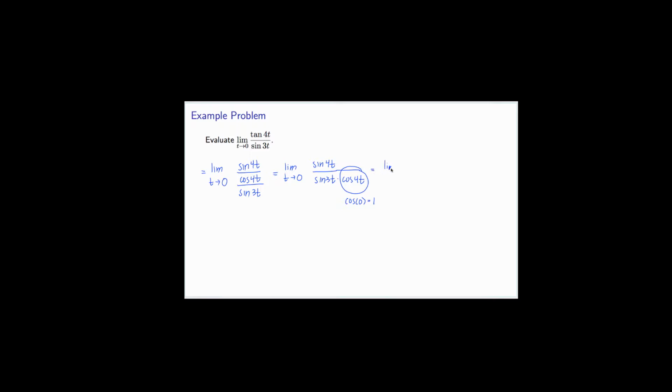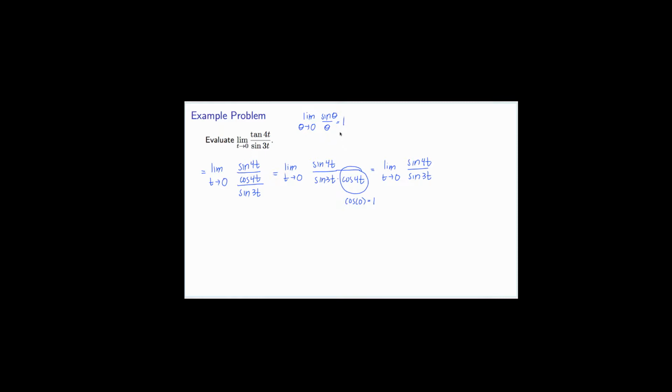So this gives us the limit as t goes to 0 of the sine of 4t over the sine of 3t. Now let's think about what happens as t goes to 0. As t goes to 0, sine of 4t goes to sine of 0 or 0, and sine of 3t goes to sine of 0 or 0. So this is going to 0 over 0. We don't know what that is, so we'll need to continue working, ideally, if we can, using our fact that the limit as theta goes to 0 of sine theta over theta is equal to 1.